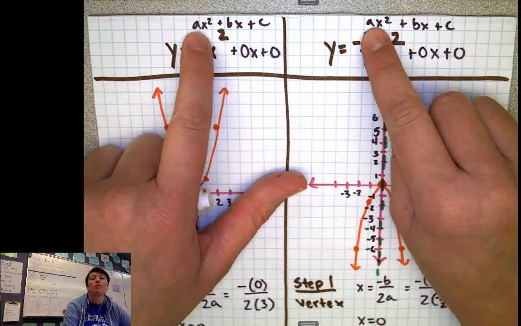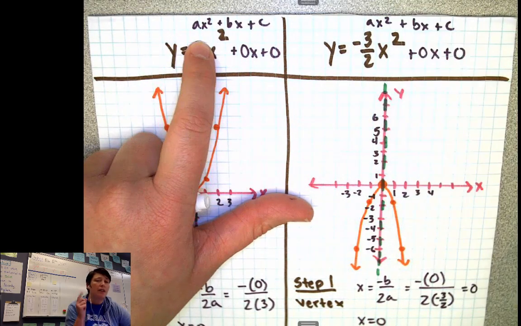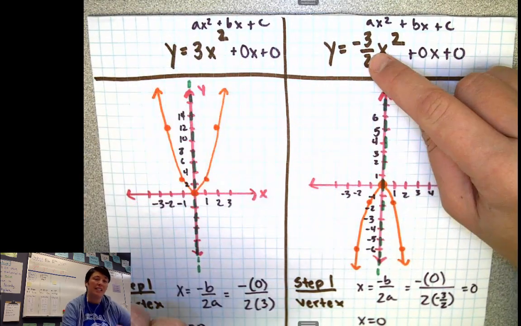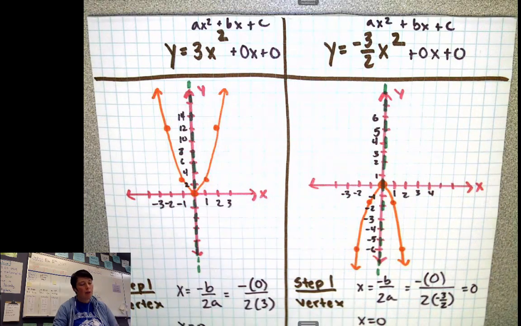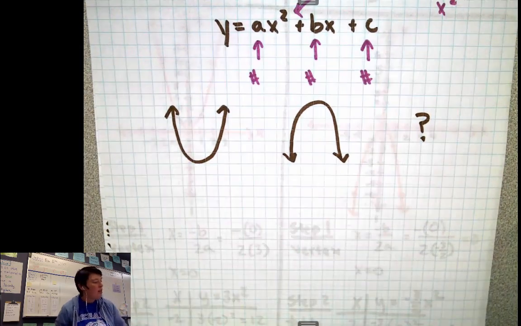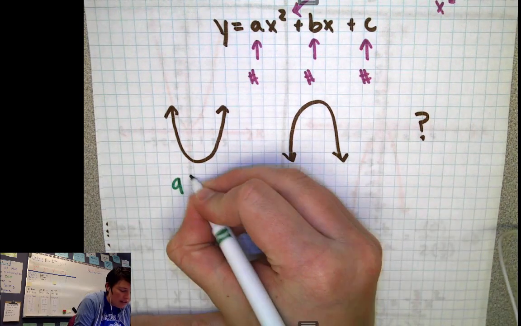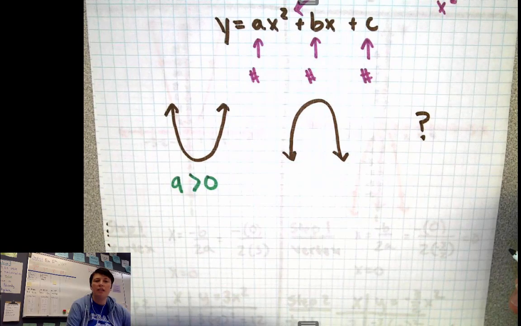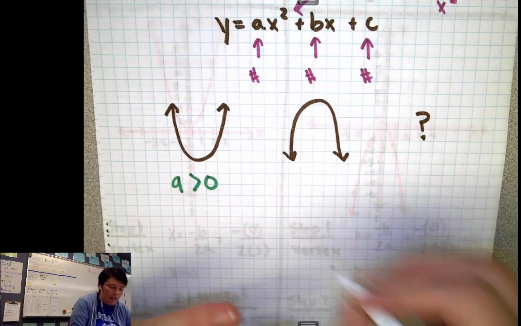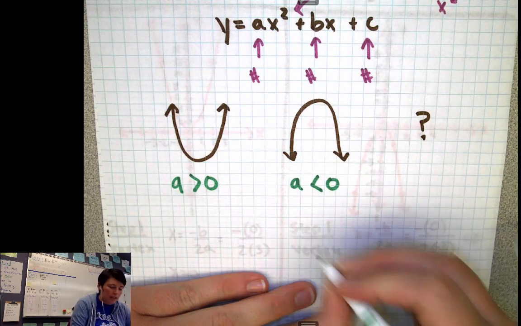A tells us which direction the graph is going to point. If it's a positive, it's going to point up. If it's a negative, it's going to point down. So the part in our notes where we said, okay, pointing up or pointing down, that's our question mark. It all has to do with the a value. If a is greater than 0 and is a positive number, it's going to point up. If a is less than 0 and it's a negative number, it's going to point down.